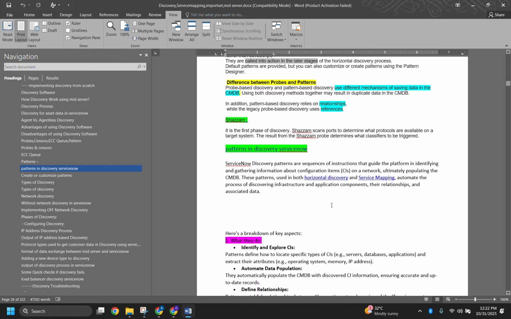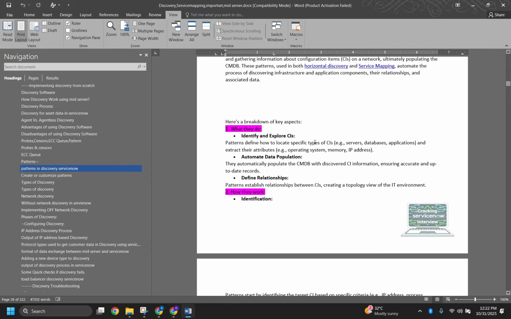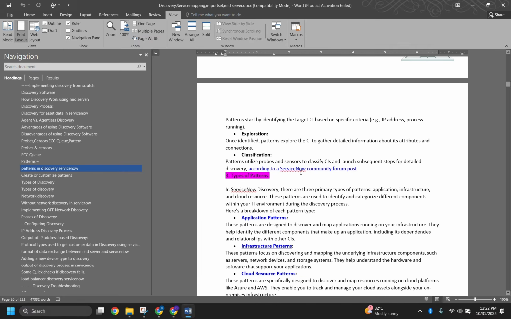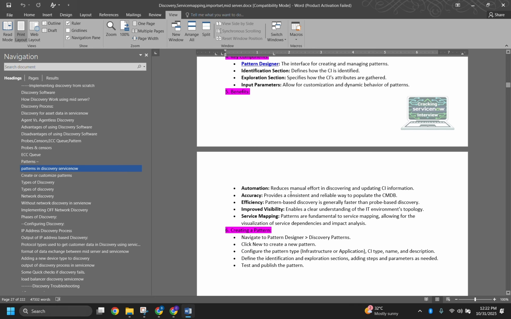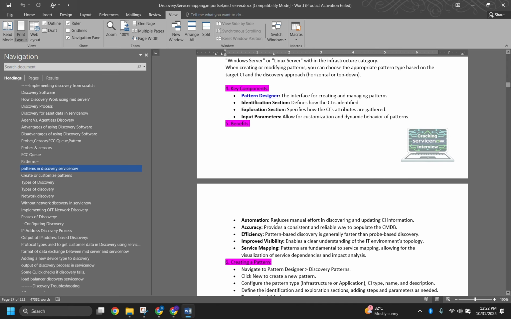And how are patterns used in discovery in ServiceNow? ServiceNow discovery patterns are a series or sequence of instructions provided by the platform to identify and gather the required information. Particularly, this information is about the CIs on this network or any network. So what exactly patterns do, how they work, what the types of pattern are, and what the key components are, you have to brief about all these things when asked about patterns, and also how you are going to create a pattern.